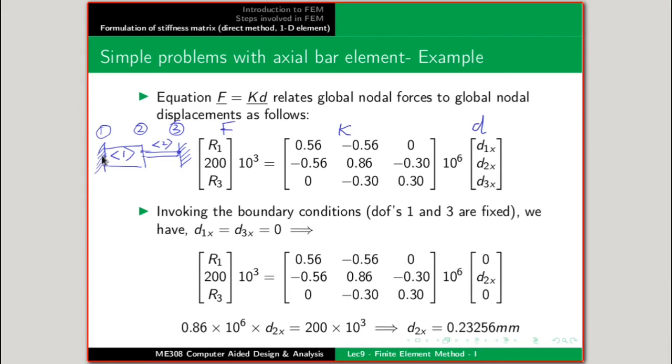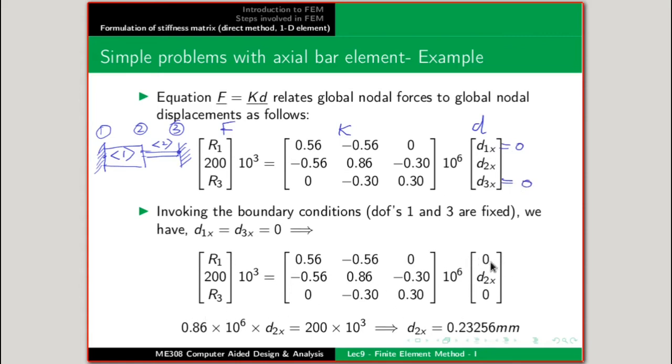Then since it is fixed at both ends, at node 1 and node 3 the bar is fixed, so there is no movement. So its degrees of freedom at 1 and 3 are fixed. So d1x will be equal to 0 and d3x will also be equal to 0. That is the boundary condition we apply on these global equations. So this is equal to 0 and this is also equal to 0. So we will get the equation like this.